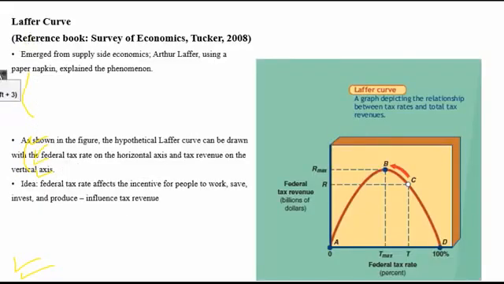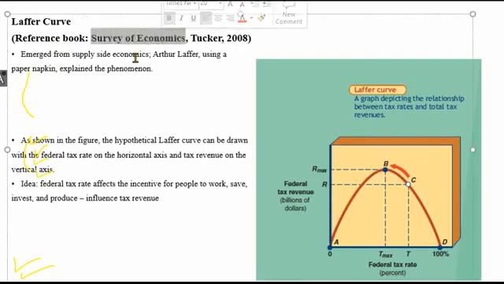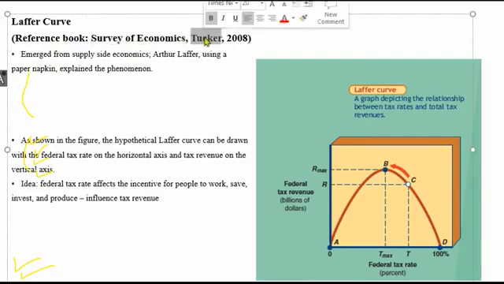I have looked at the Laffer curve and I have given the reference for this terminology. I am looking at a book called Survey of Economics, by the economist Tucker. You can find this online. I will be putting a link for this.